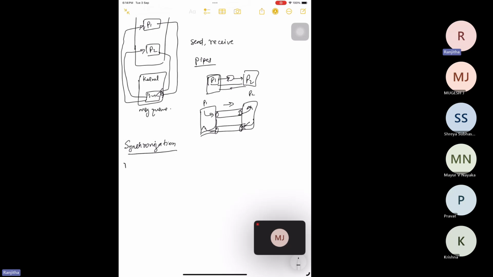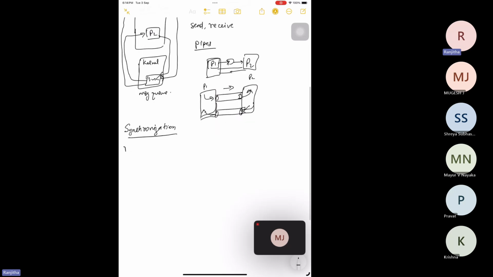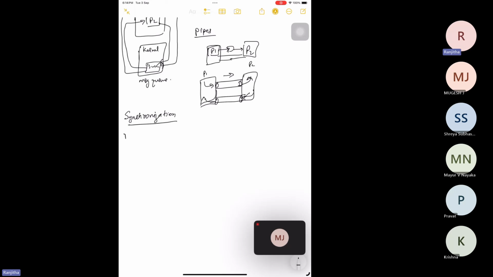Let's take an example and see. I think in one of the earlier classes, somebody asked about race condition. We will see that in today's session. So let's see an example program.